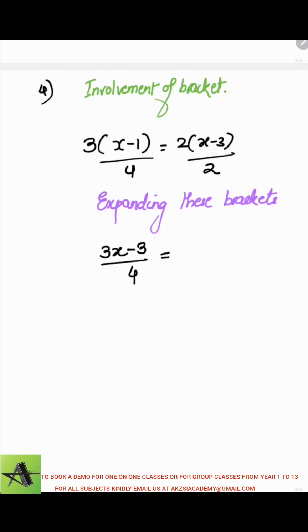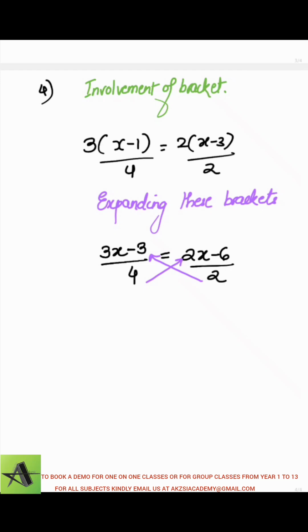Then 2 times x is 2x. I have multiplied this. And similarly 2 times minus 3 will give me minus 6 over 2. The next is we have to cross multiply. So cross multiplication is it will go up there and it will go up there. And again we have to expand it. Or there is one more short trick. What you can do, you can directly first cross multiply and then you can expand the bracket.